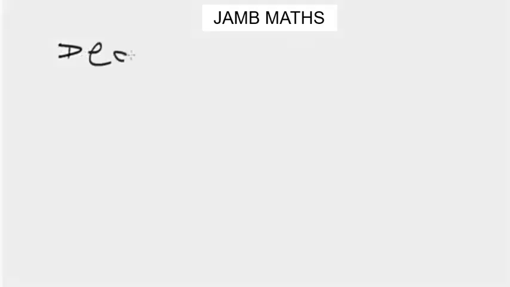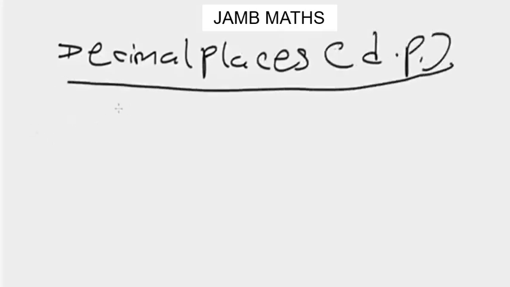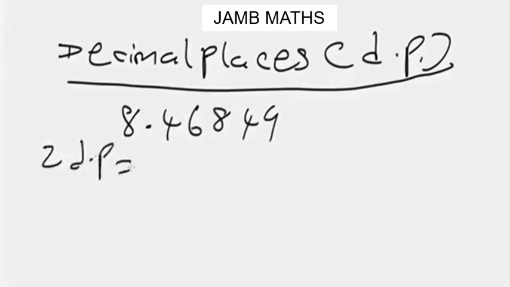Concept of decimal places, in short form DP, so decimal places. Now let's say we are given this value, 8.46849, and we are asked to round off this value to 2 decimal places.